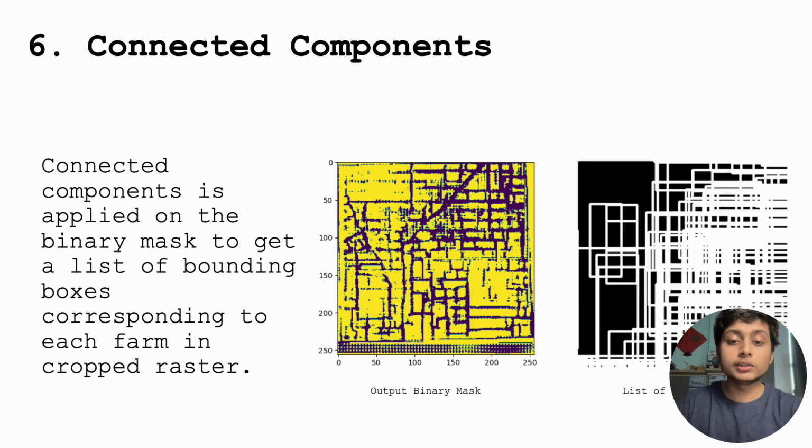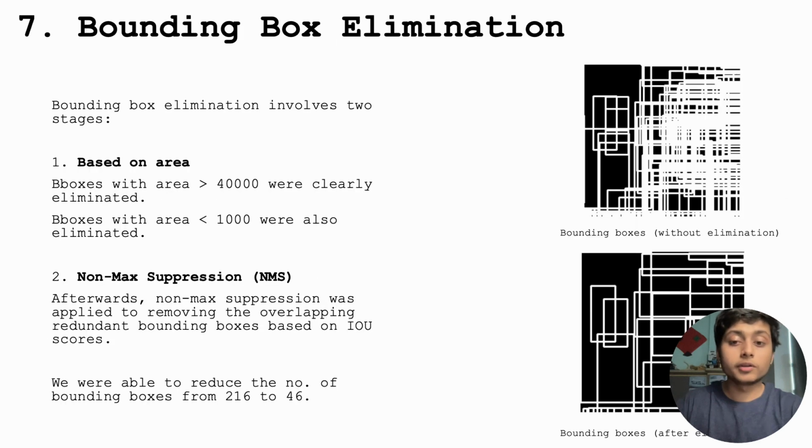Once we get these boundaries, we use connected components to draw bounding boxes onto these fields. As you can see on the right here, the number of bounding boxes that we're getting from this connected components method is huge. So we do a filtering in the backend where we eliminate bounding boxes with an upper limit on the area and also a lower limit on the area of the bounding box. So finally we get a smaller number of bounding boxes. We then use those bounding boxes to get out a mask or shapefile.